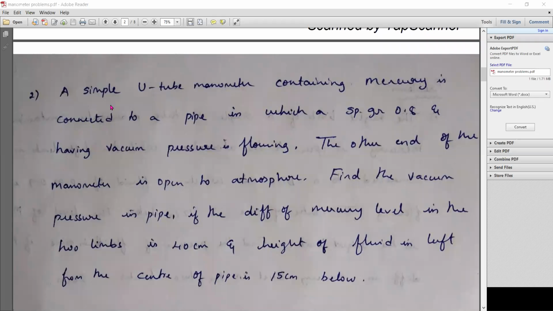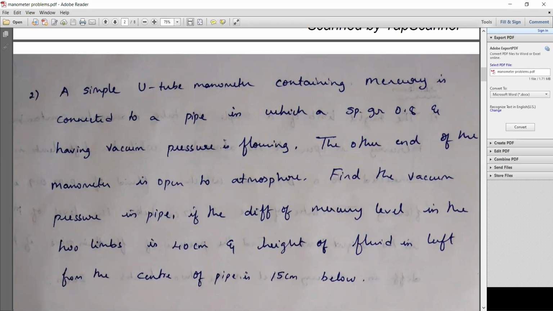A simple U-tube manometer containing the same manometer fluid, mercury, is connected to a pipe in which a fluid of specific gravity 0.8 and having vacuum pressure is flowing. Remember this term mentioned here, vacuum pressure. For vacuum pressure, as I already showed you, in the right limb above the datum line, we don't have any fluid.